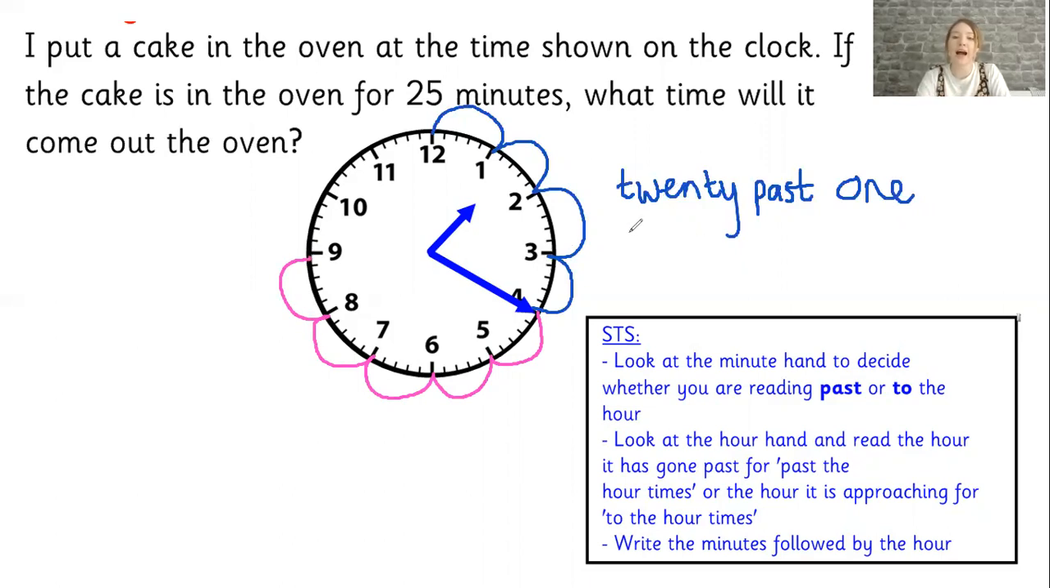So now we write our answer underneath. So our time will be quarter to, it won't be quarter to 1 because we've already gone past that time. So it's quarter to the next hour, which is 2. So quarter to 2. And that is how we tell the time on an analog clock.